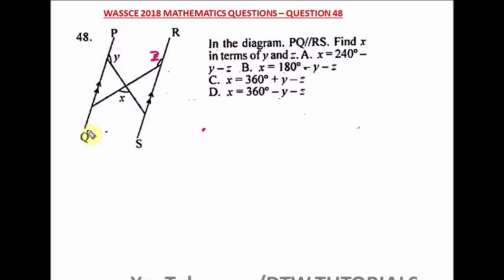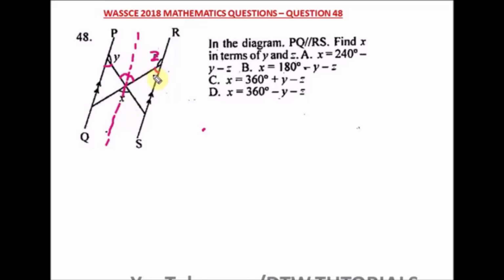Since PQ and RS are parallel, we can draw another parallel line that will divide x here. I hope we remember our plane angles. From here, we can say that this angle here will be equal to this angle here, and this angle, the alternate angles are equal, will be equal to this angle here. If we sum these two angles, we are going to get x, because opposite angles are equal. So if we sum these two angles here, we are going to get x.